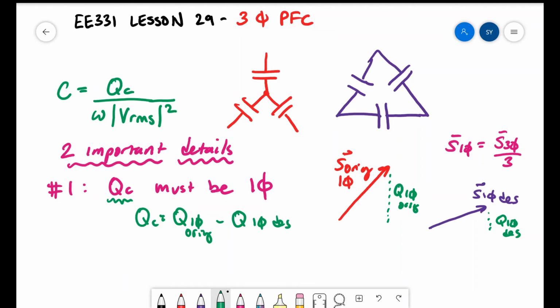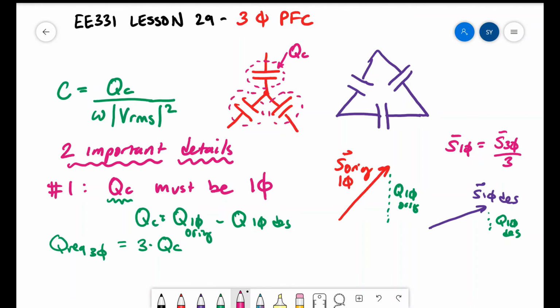You can also think of this in terms of the total Q required three-phase to power factor correct the system, and that's going to simply equal 3 times the Q of a single capacitor. What we're saying here is that one capacitor provides a certain amount of QC, and that there are 3 capacitors. So to get the total, you need to sum the contributions of just the 3 capacitors.